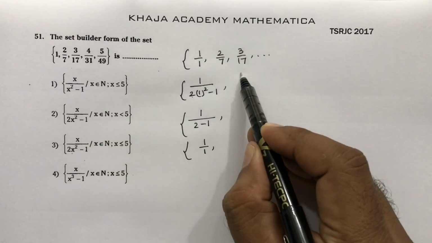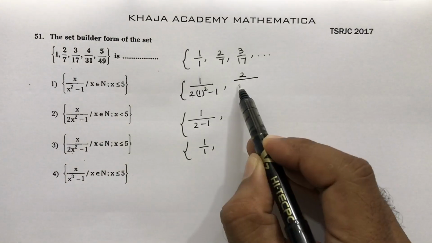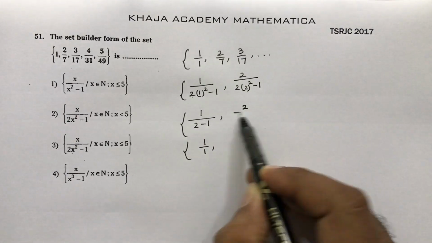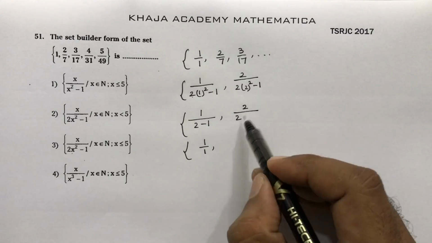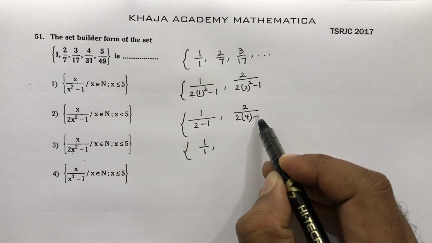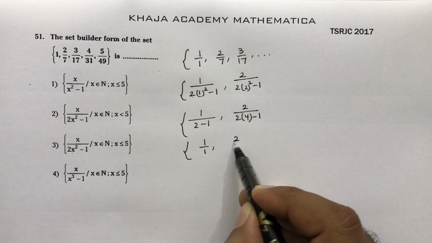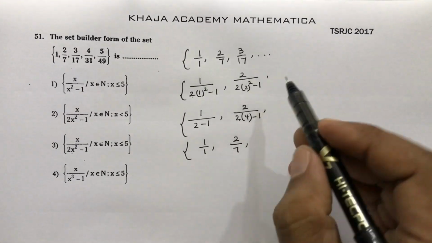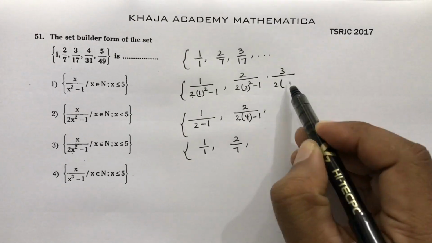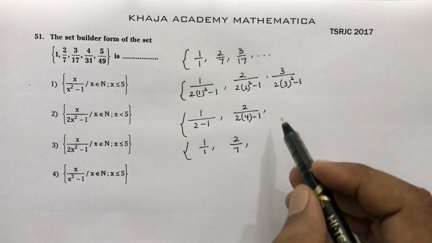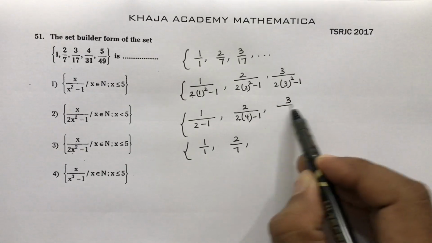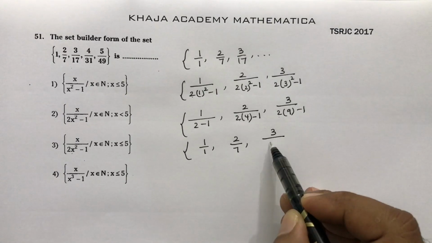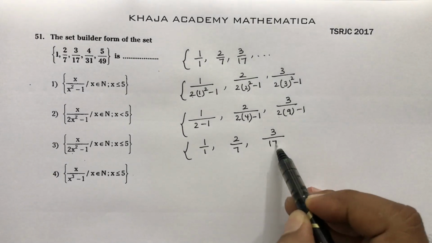The first value is 5. Second one, 2 by 2 into 2 square minus 1. So 2 into 2 square is 4, minus 1. So 2 by 2 times 4 is 8, 8 minus 1 is 7. Now let's check the third value: 3 by 2 into 3 square minus 1. So 3 square is 9, minus 1. So 3 by 2 times 9 is 18, 18 minus 1 is 17.